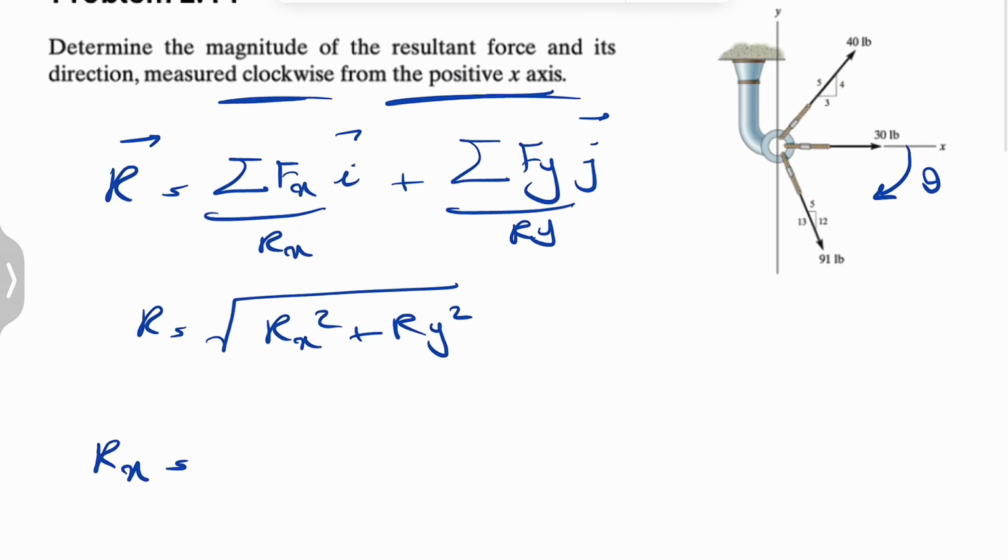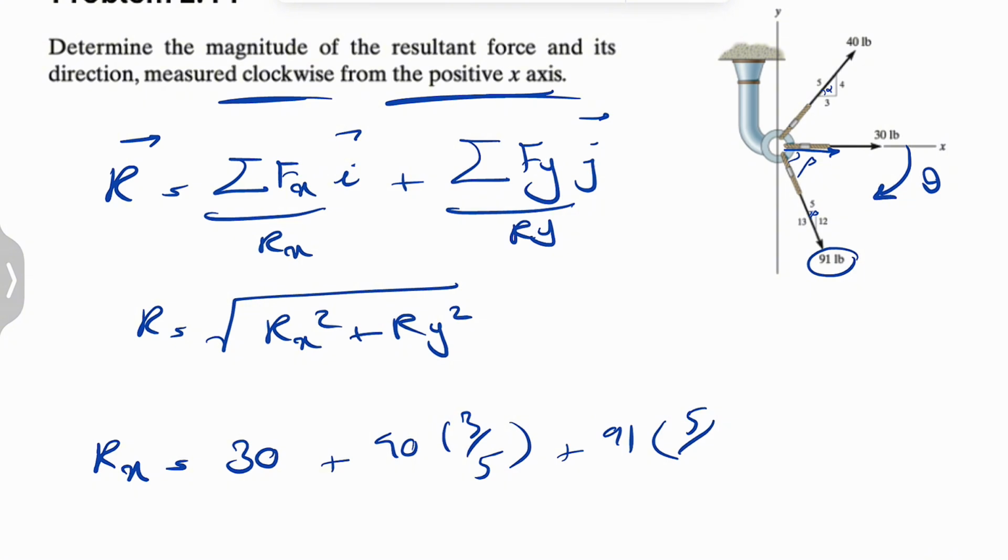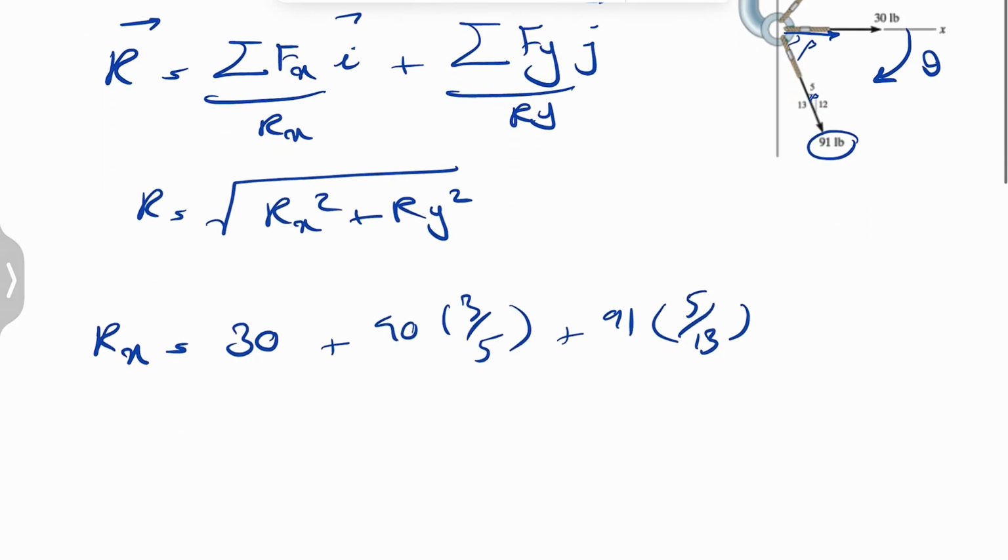See what we have. We have the 30 pounds, which is positive. We have the x component of the 40 pounds, which is also along this direction. So plus 40 times the x component, and if we call this angle alpha, it will be alpha in here too. So cosine of alpha, which is 3/5. And we have the x component of the 91 pounds, which is also in this direction. If we call this one beta, then plus 91 cosine of beta, which is 5/13, or adjacent divided by hypotenuse. All right, that's going to be our Rx.